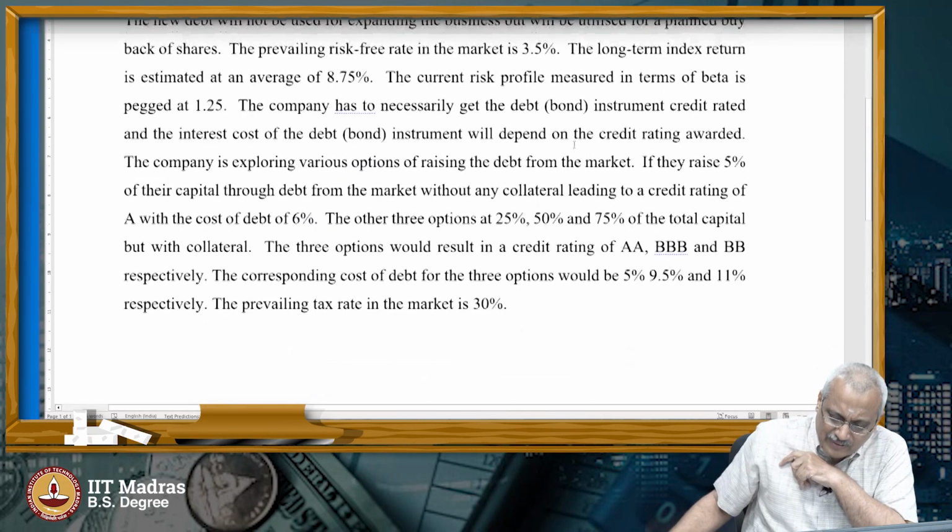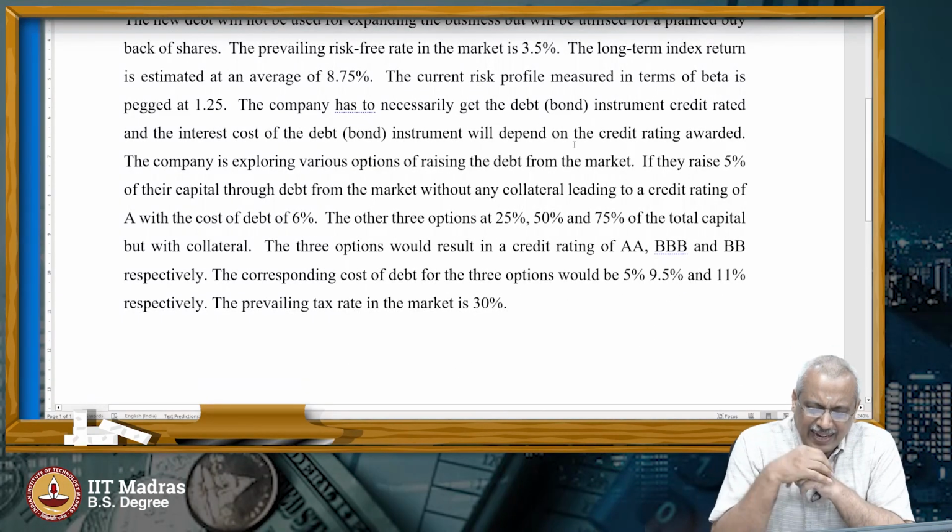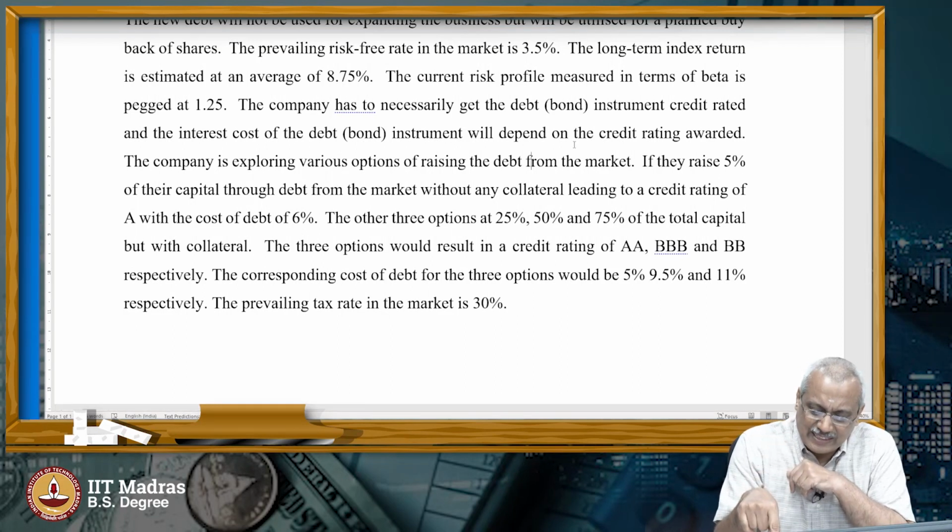There are other three options. They can raise 25% from the market, but with collateral, then they will have a double A credit rating that will have an interest cost of 5%.